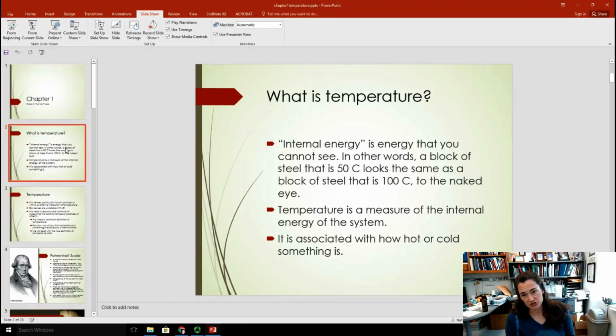Well, internal energy is energy that you really can't see with your naked eye. In other words, if you have a block of steel and it's 50 Celsius, then that's not going to look any different to you than a block of steel sitting next to it that's 100 degrees Celsius. To the naked eye, it looks the same. You can't look at this pencil and tell whether it's at room temperature or whether it's been outside in the really hot sun for a while. You just can't tell. Another working definition of temperature is that it's associated with how hot or cold something is.